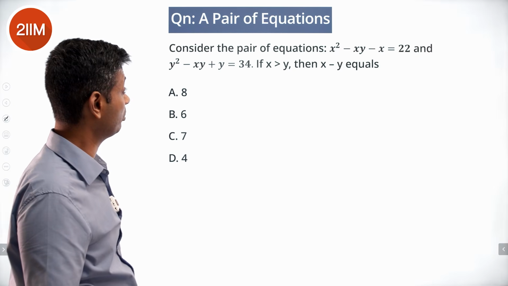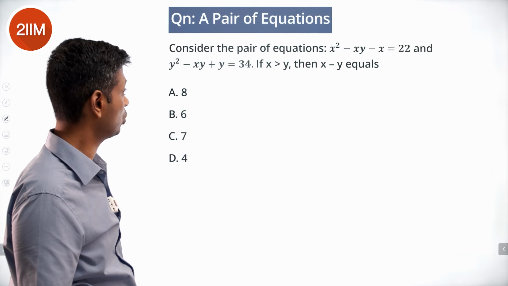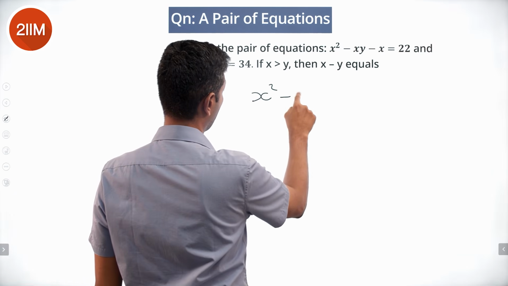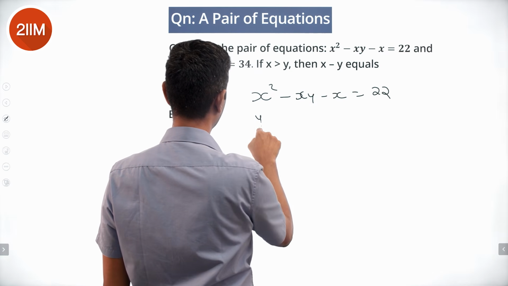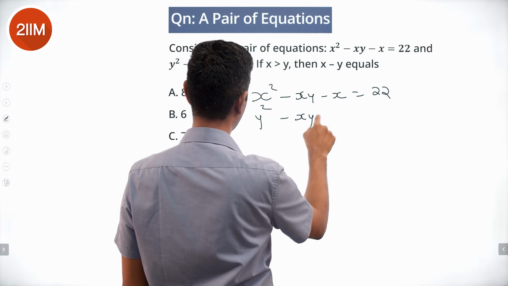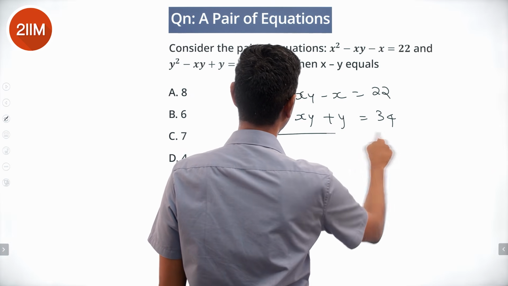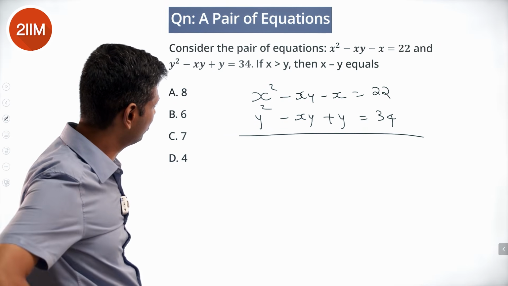X square minus xy minus x is 22, and y square minus xy plus y is 34. X is greater than y. Let's do this. X square minus xy minus x is 22. Y square minus xy plus y is 34. X is greater than y. That much we know. Let's see if we can do something.